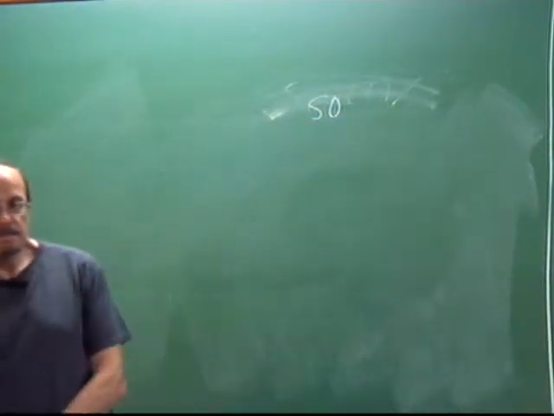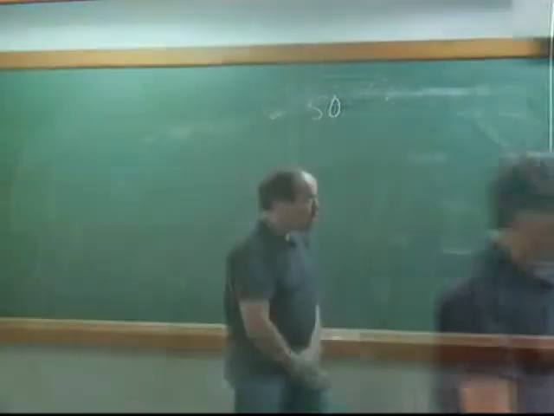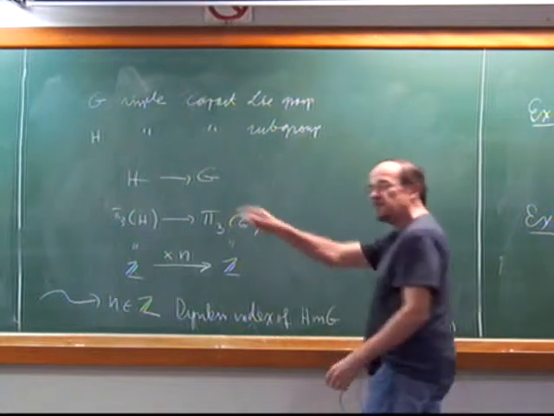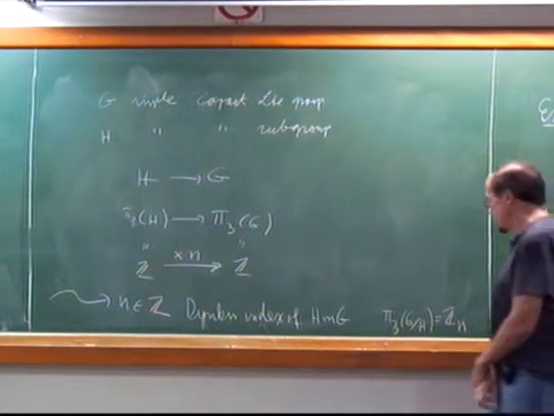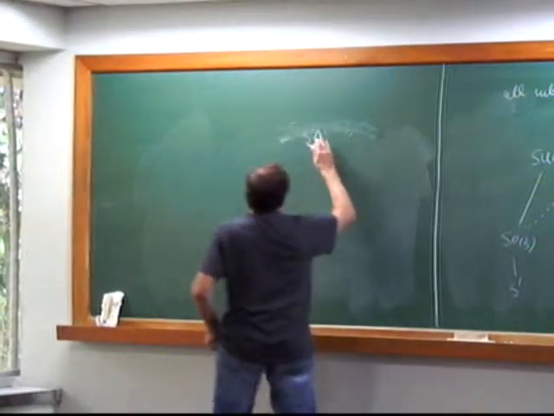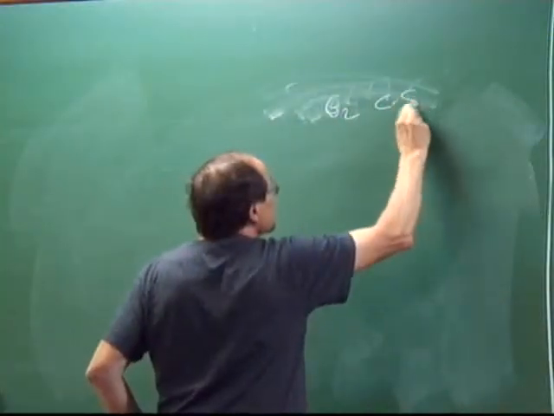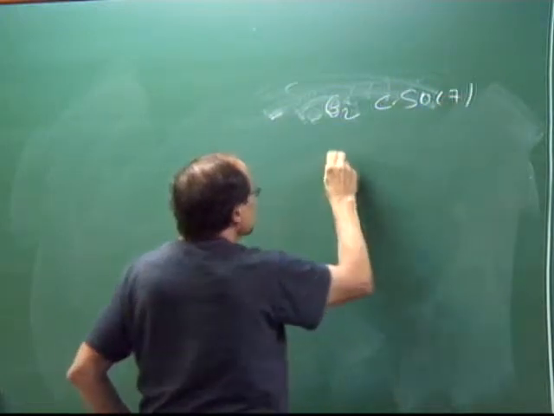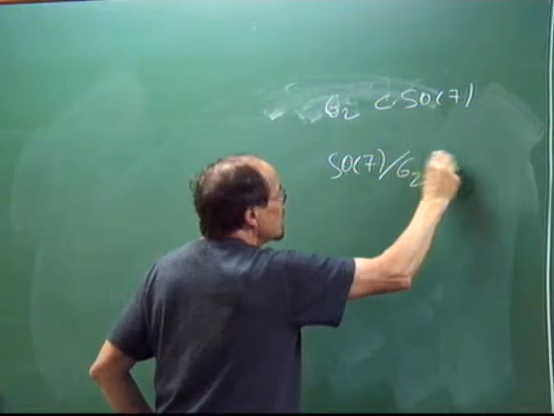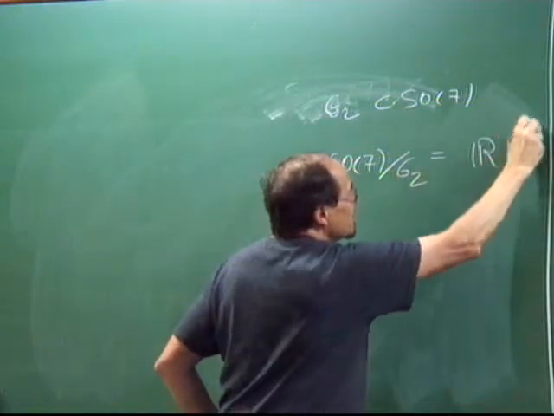Pardon? Oh, pi 3, I'm sorry. Pi 3. Just like in the situation over there. Yeah, pi 3. G2 lies in SO7. And I claim SO7 mod G2, so that's a homogeneous space, what is it? I claim it's RP7.